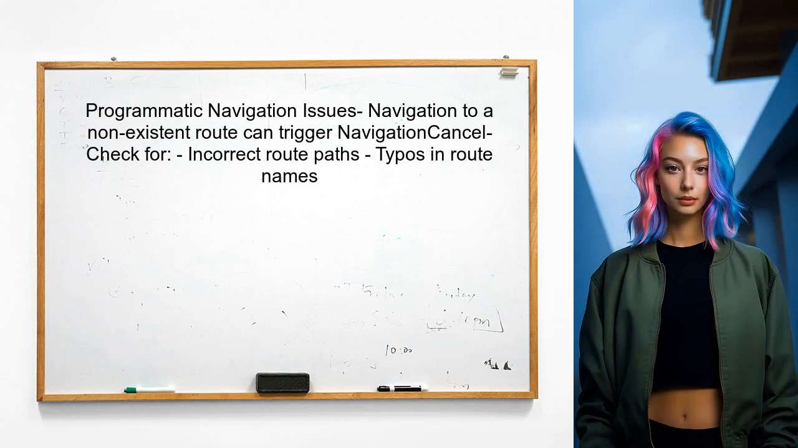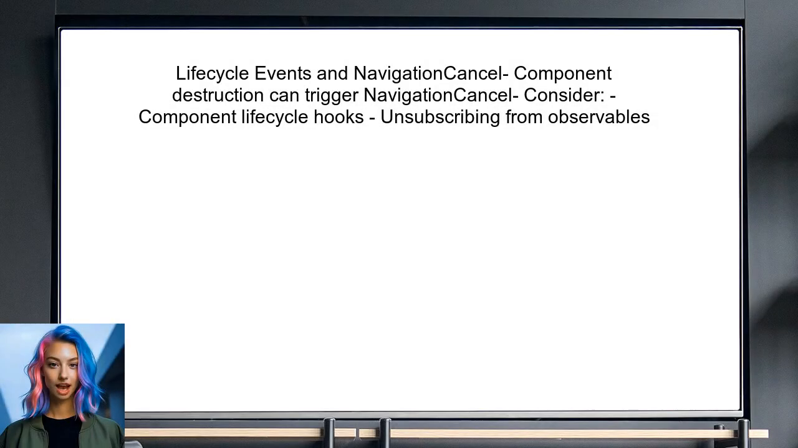Additionally, the user should check for any programmatic navigation attempts that may fail. For instance, if a component tries to navigate to a route that does not exist, this can trigger a navigation cancel event. Lastly, the user should be aware that certain lifecycle events in Angular can also lead to a navigation cancel. For example, if a component is destroyed during navigation, it may cancel the ongoing navigation process.